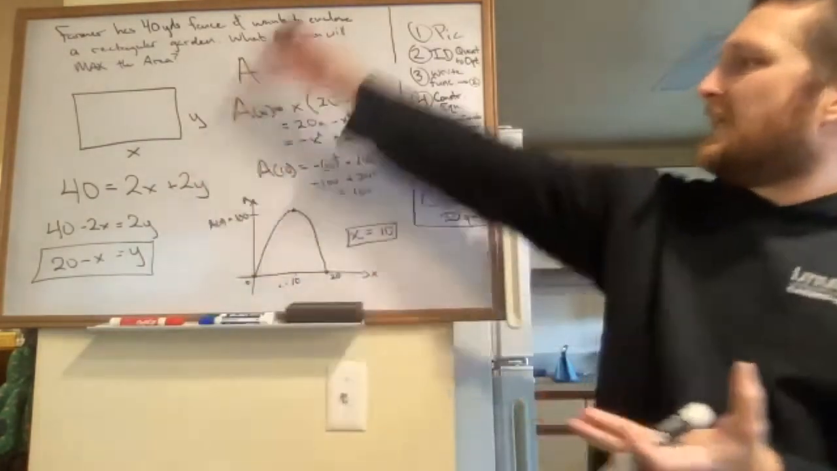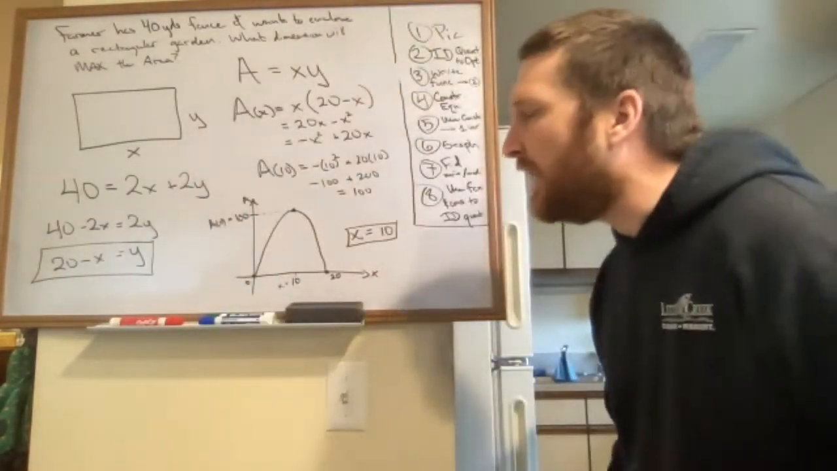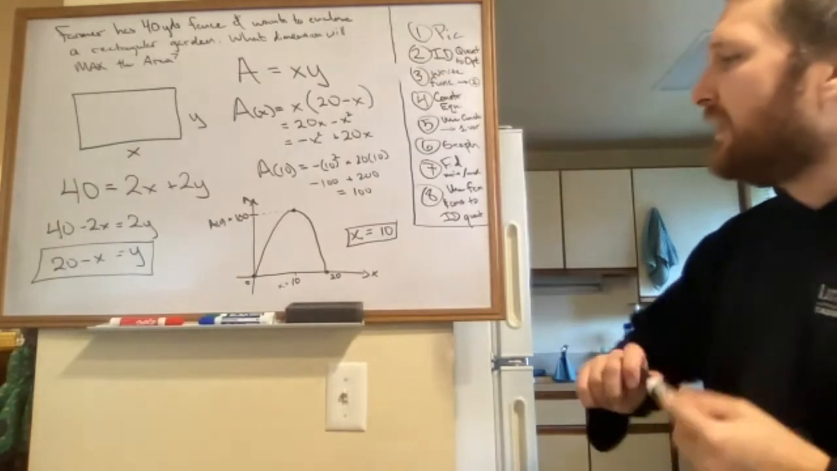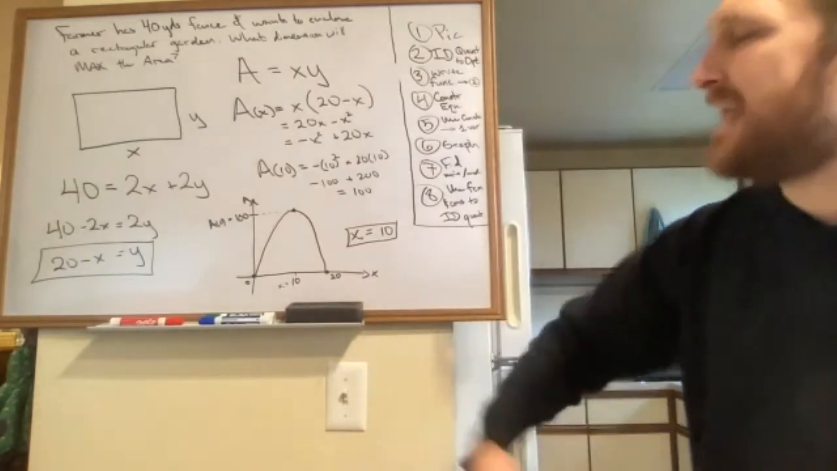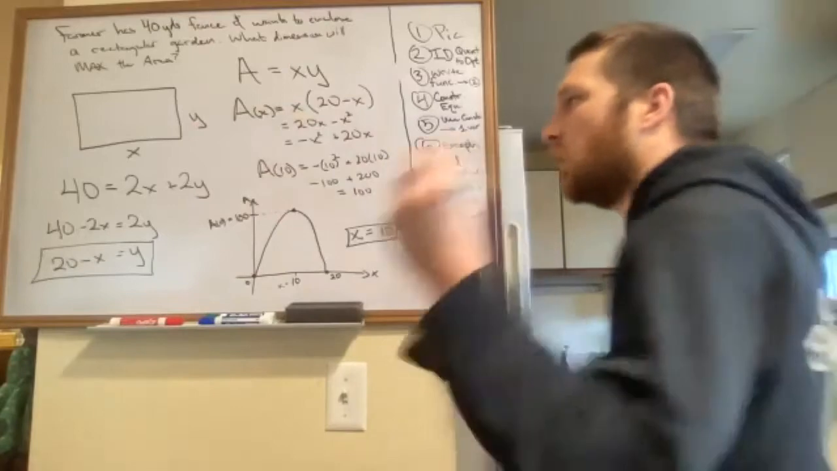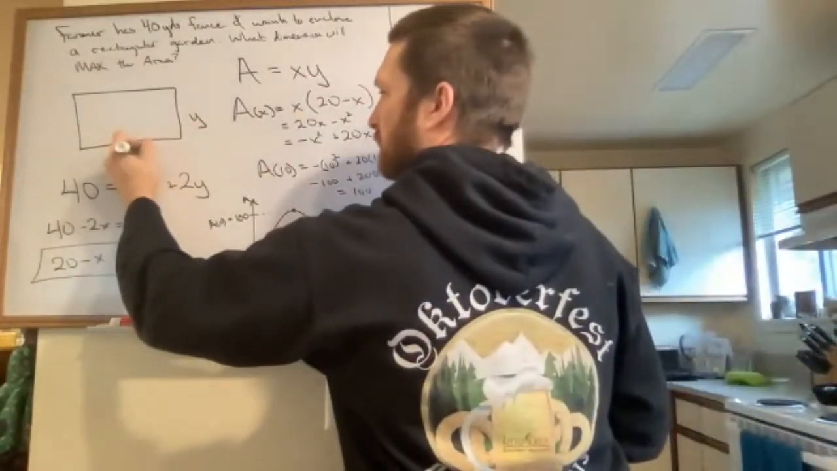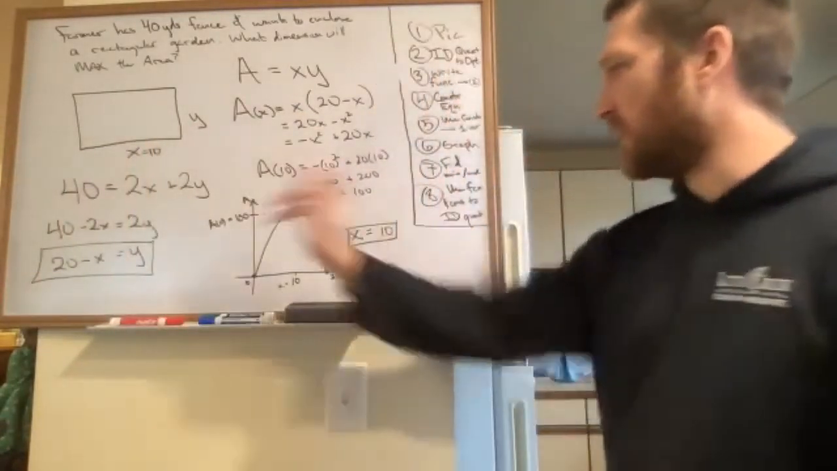But since we're going to be getting all of this stuff anyway, let's go ahead and do that. So if x is equal to 10, what does y have to equal? Got to use our constraint for that.